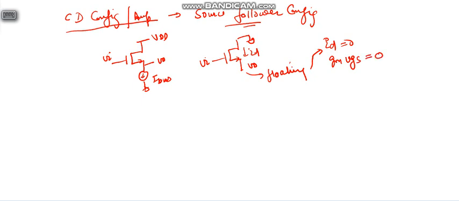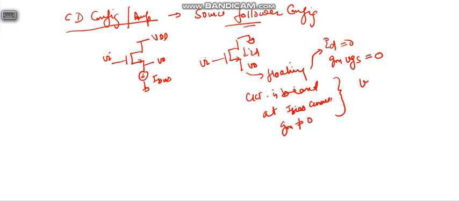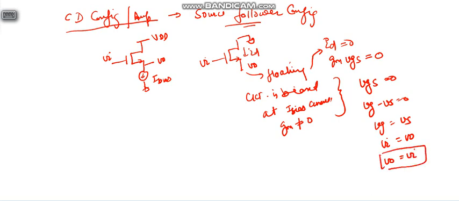Now this circuit is biased at some constant I bias current. Therefore gm cannot equal 0. So because of this VGS equals 0. So VG minus VS equals 0, VG equals VS. So Vi equals Vo, or Vo equals Vi. So the output voltage equals the input voltage. That's why this is known as source follower.